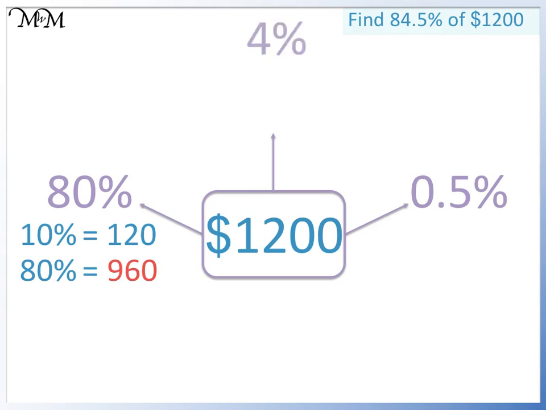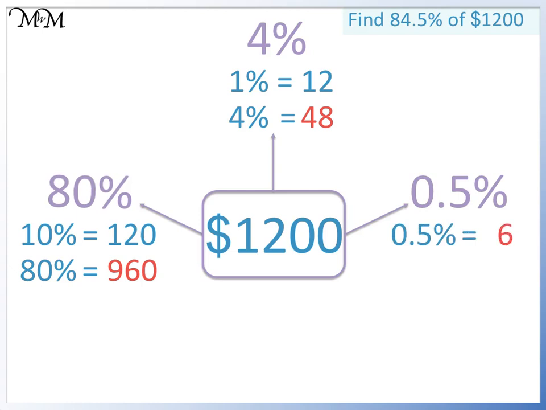Next we'll look at 4%. 1% of 1,200 is 12, so 4% must be 48, because 12 times 4 equals 48. Finally, we'll look at 0.5%. We already know that 1% of 1,200 is 12. 0.5 is half of 1, so we can simply halve 12. 12 divided by 2 equals 6.